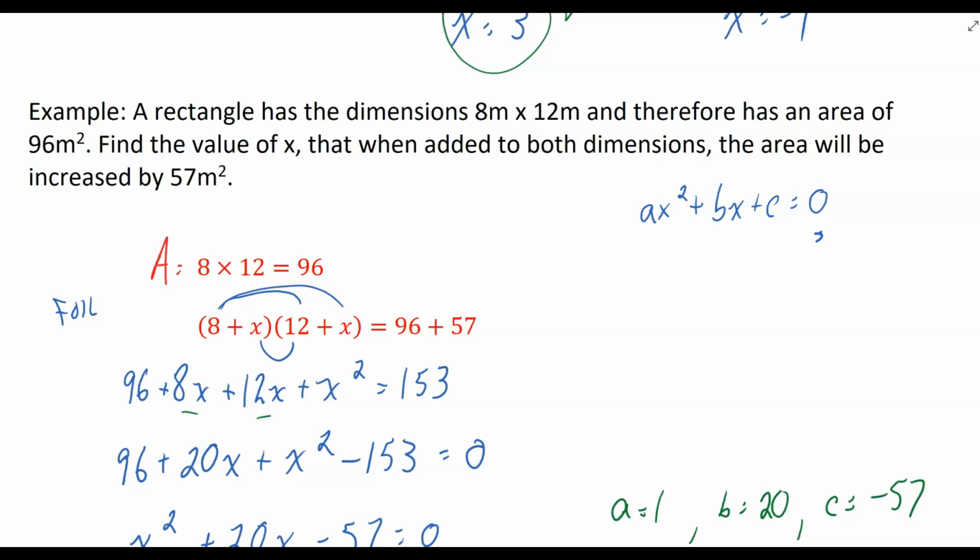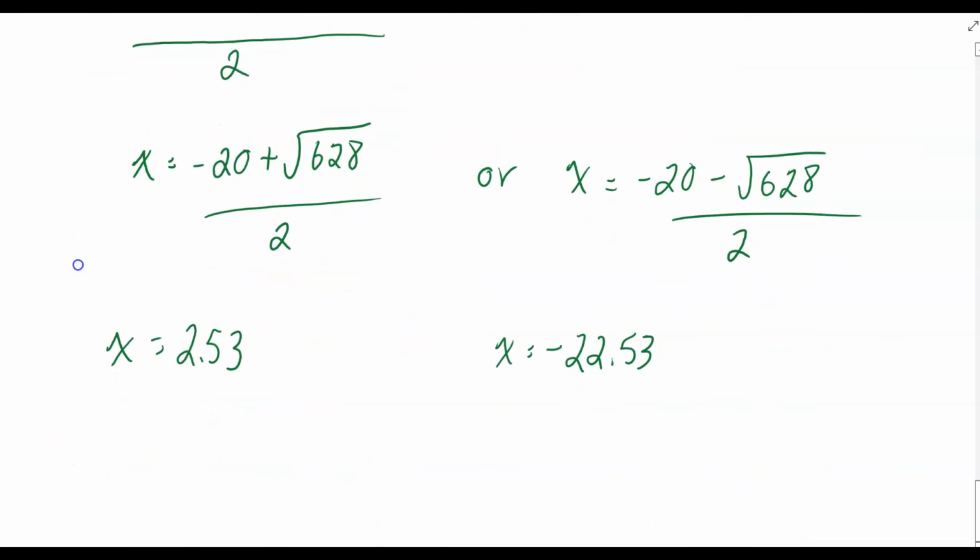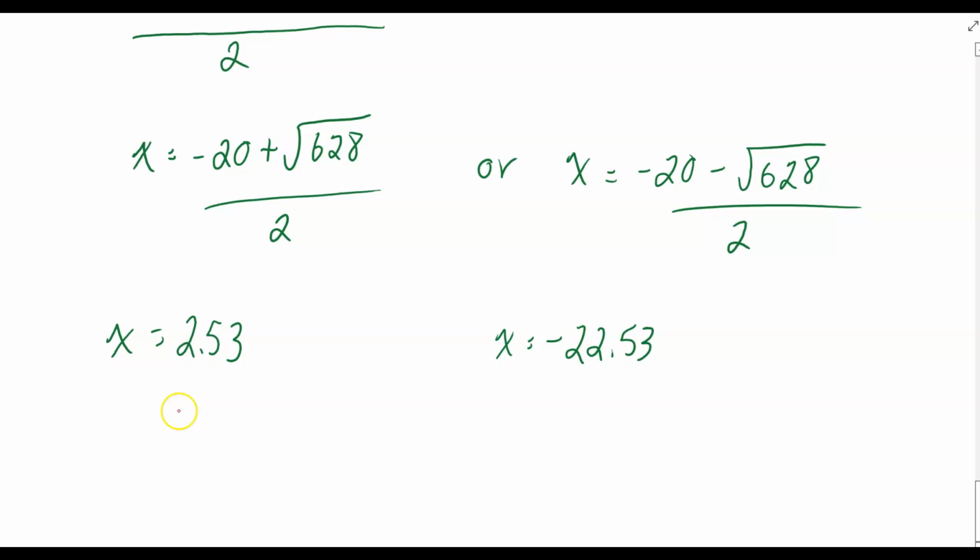So if I was to take my 8 meters by 12 meters and add 2.53, I would get both positive values. However, if I add negative 22.53 to those, I am getting negative values, and negative values for dimensions, length and width, kind of don't make sense. So looks to me like we've got our answer here.